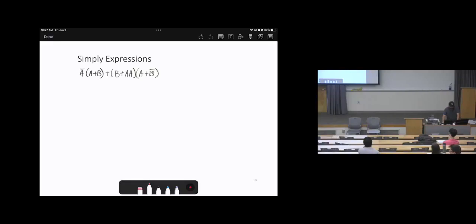Now let's simplify this expression. And we need to validate or prove that this expression is actually equal to A plus B. How can we prove that this one really equals A plus B?